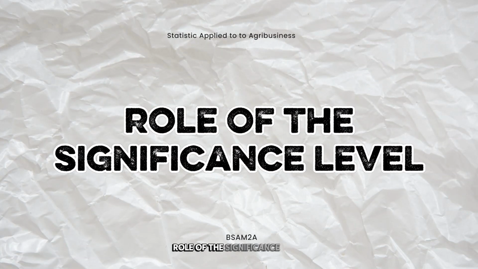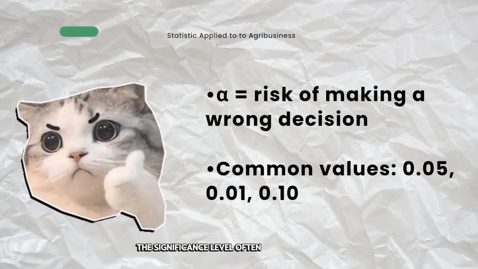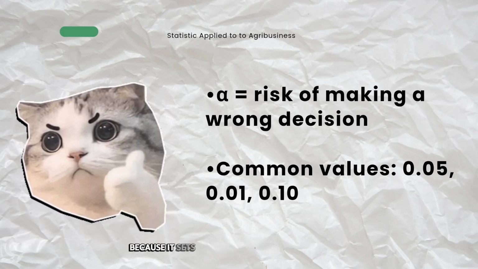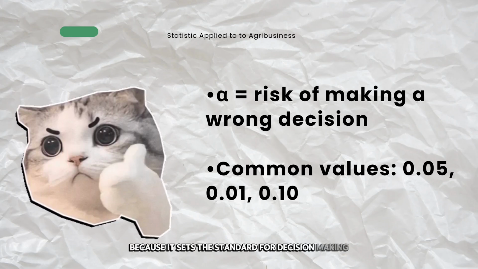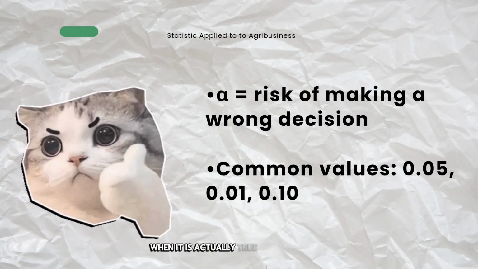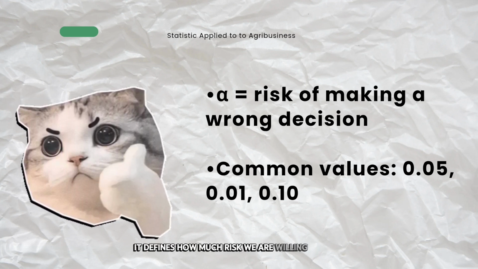Role of the significance level. The significance level, often denoted as alpha, plays a crucial role in hypothesis testing because it sets the standard for decision making. It represents the probability of rejecting the null hypothesis when it is actually true. In other words, it defines how much risk we are willing to take in making a wrong decision.